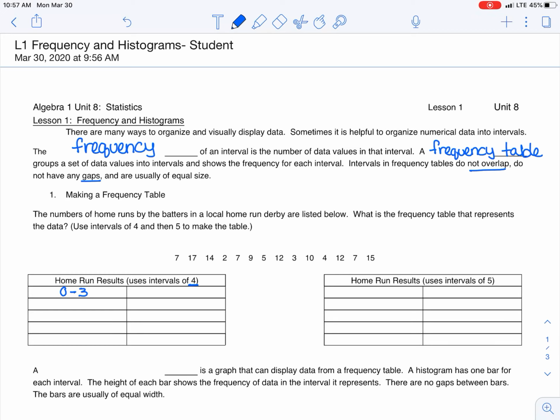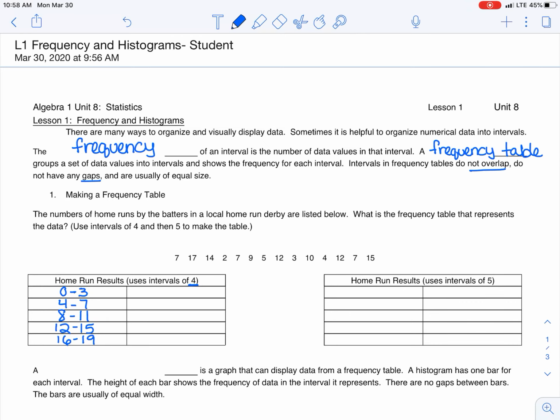Okay, then we're going to start at 4 and go from 4 to 7. We have 4, 5, 6, 7. So that's 4 intervals. Then we start at 8. And we're going to go to 11. Then we go to 12. And we go to 15. And then we have 16 to 19. So those are our intervals.